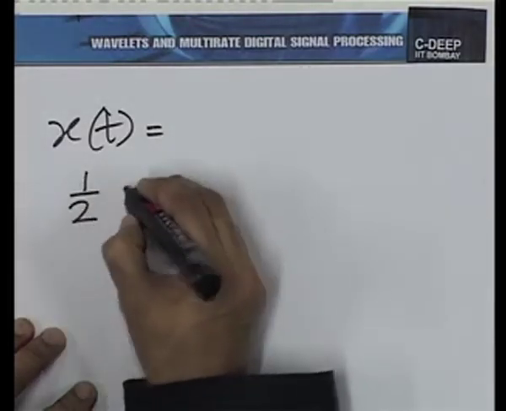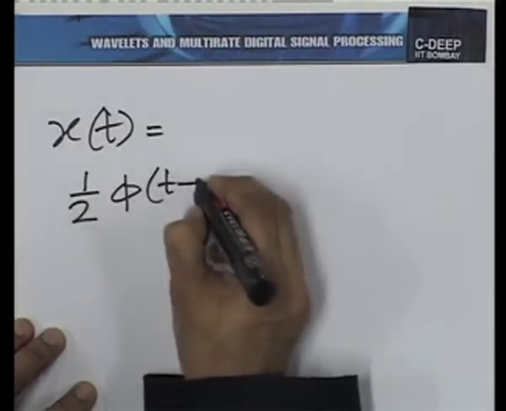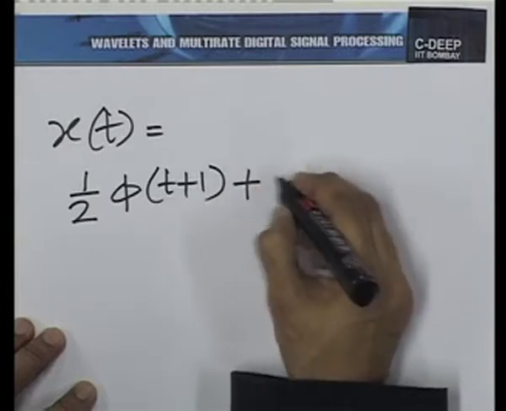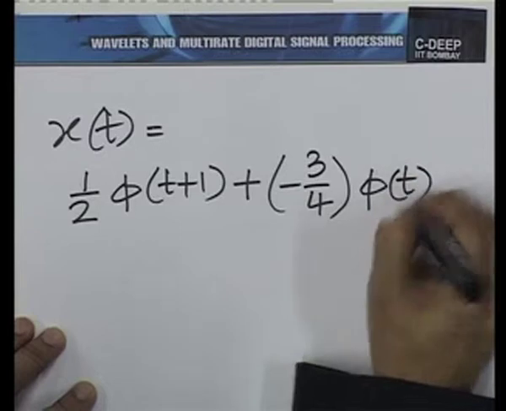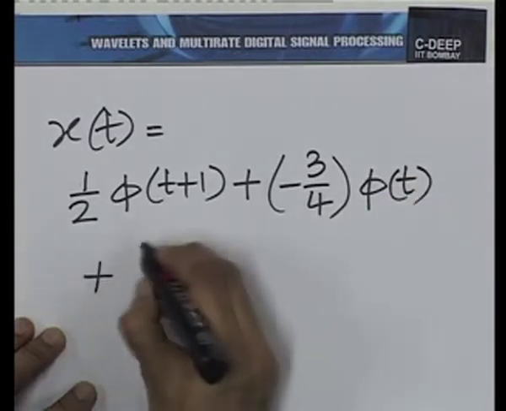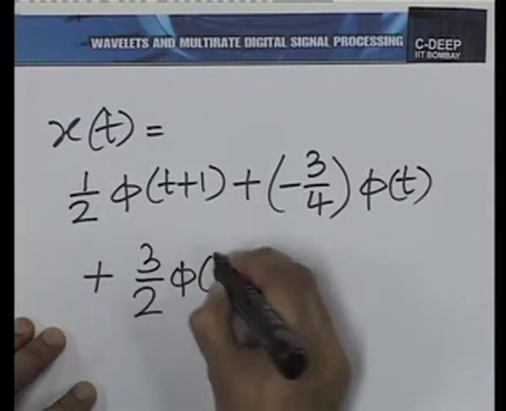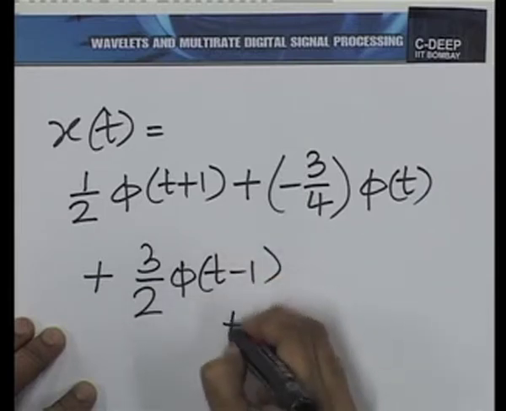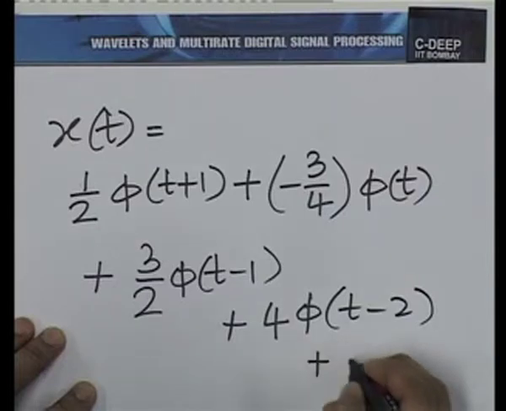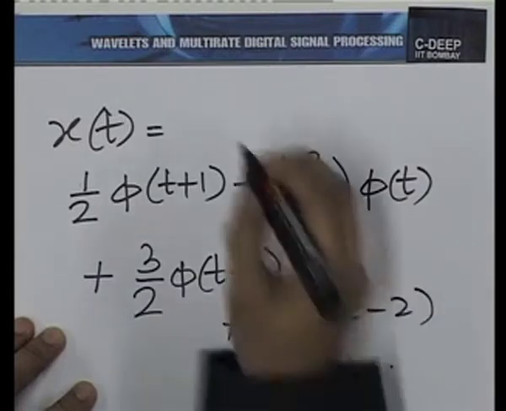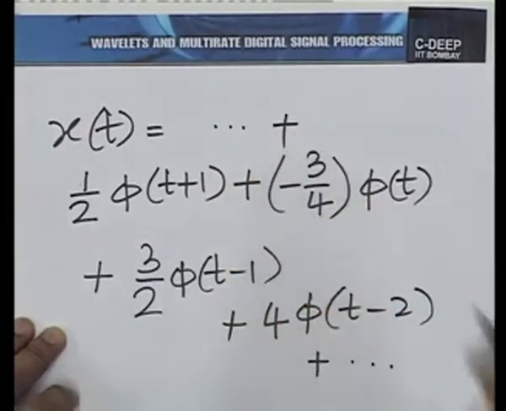as half phi of t plus 1 plus minus 3 by 4 times phi of t plus 3 by 2 times phi of t minus 1 plus 4 phi of t minus 2 and so on. So, you could continue this beyond 3 and you could continue it before minus 1.